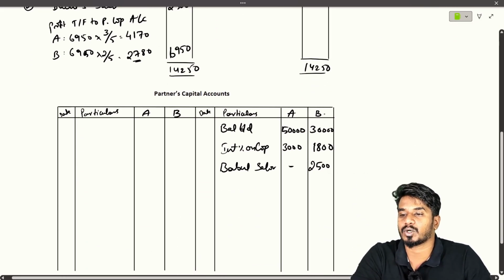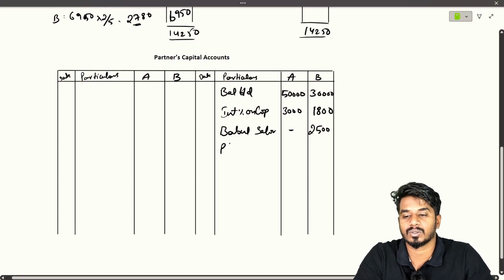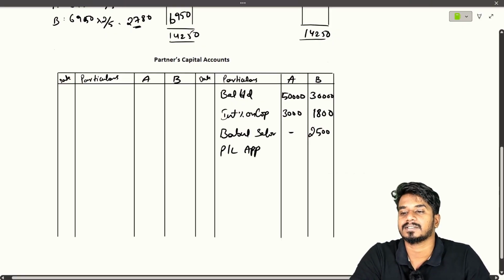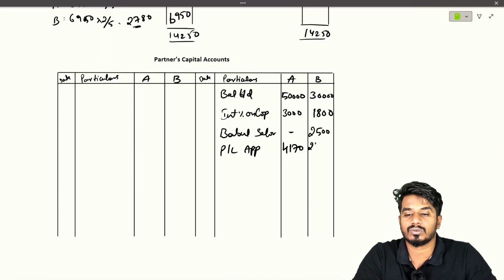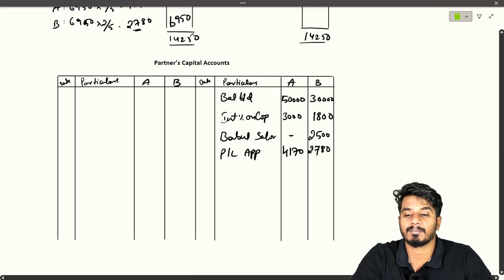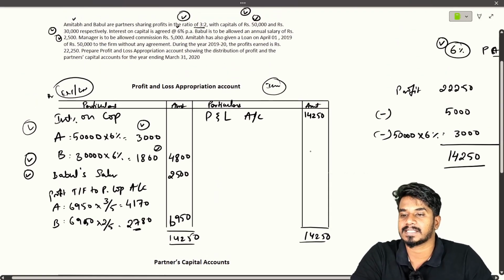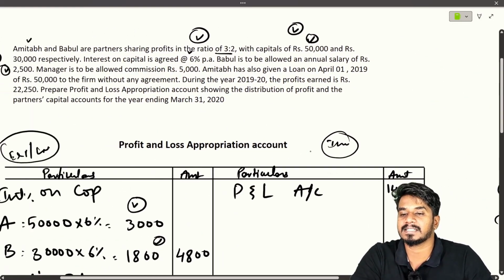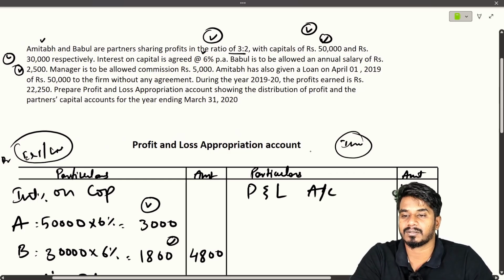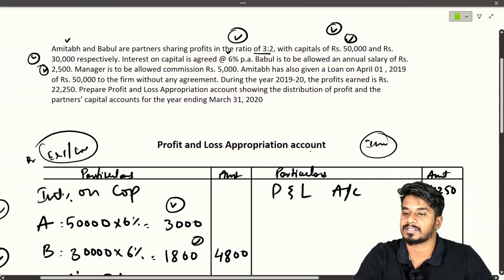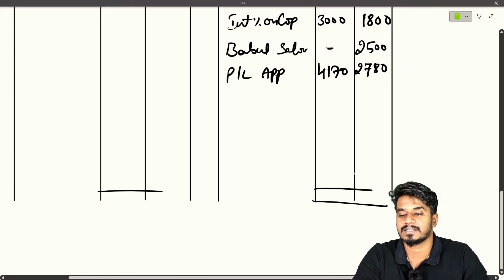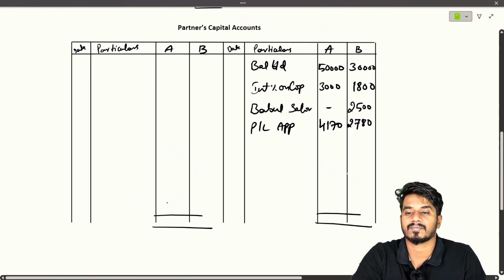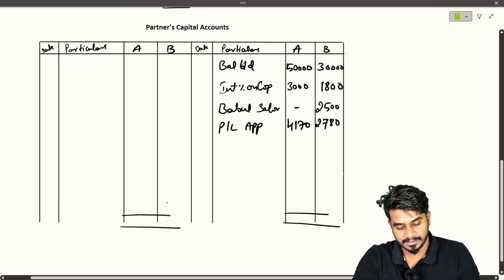Then what is there? P&L appropriation balance is there. So profit and loss appropriation, what is the balance? 4,170 for A and 2,780 for Bubble. Is that clear? Yes, obviously. Is there anything else in the question we need to transfer to partner's capital account? There is nothing. So balance it out. Is that clearly visible? Yes.